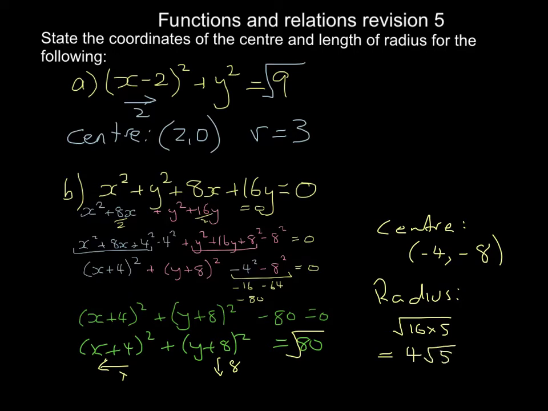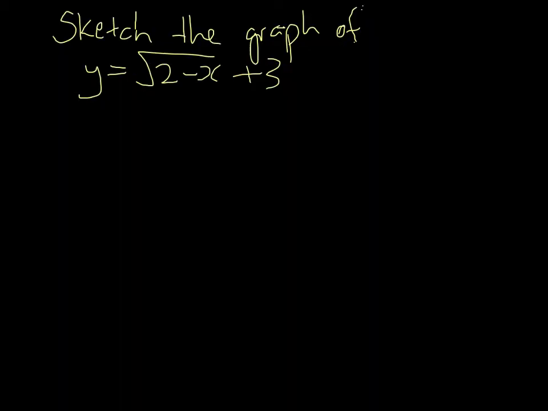We leave the root 5 as a surd. So that's what it would be as an exact answer. Now let's move on to the next question. Sketch the graph of y equals root 2 take away x, plus 3.